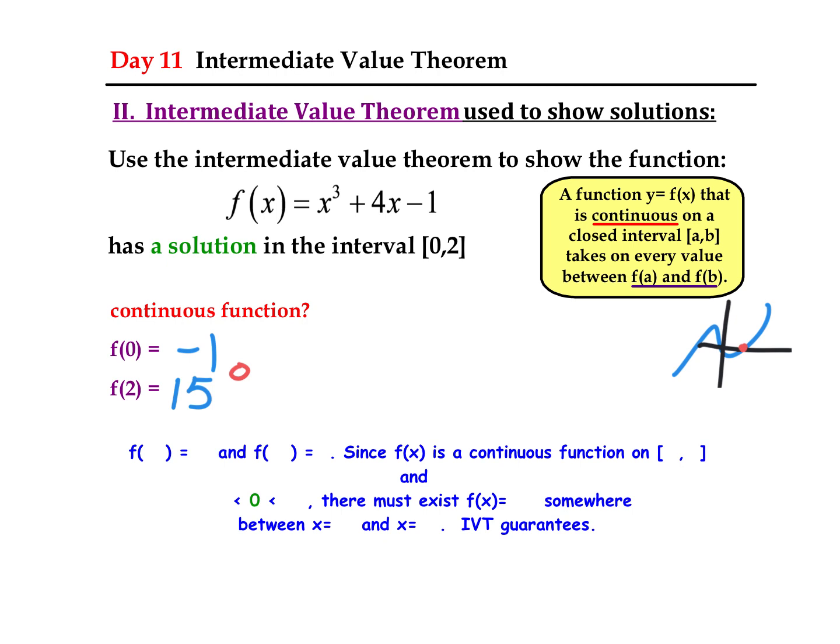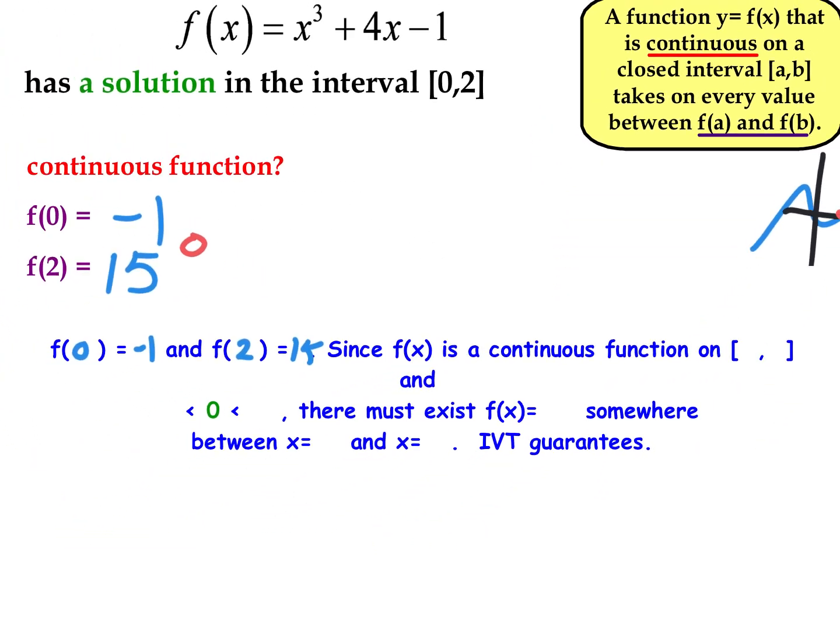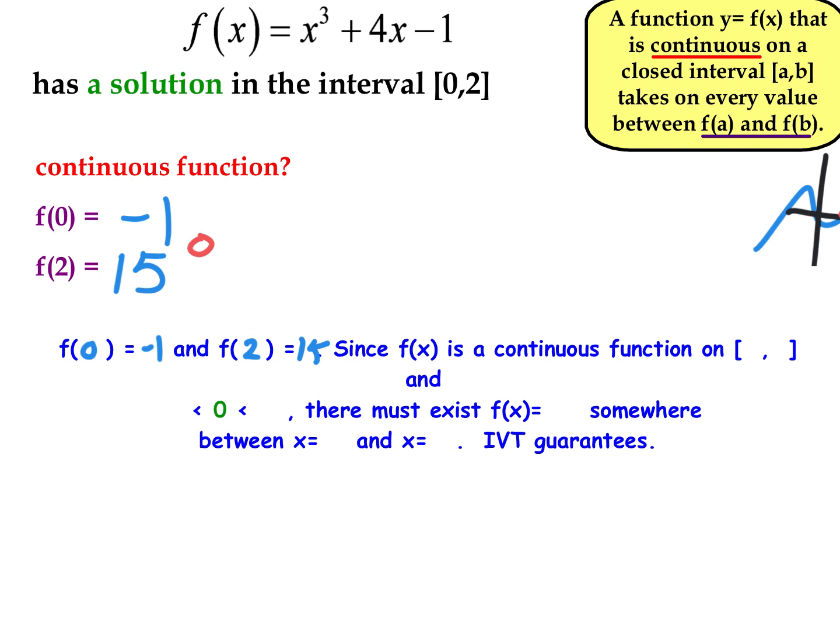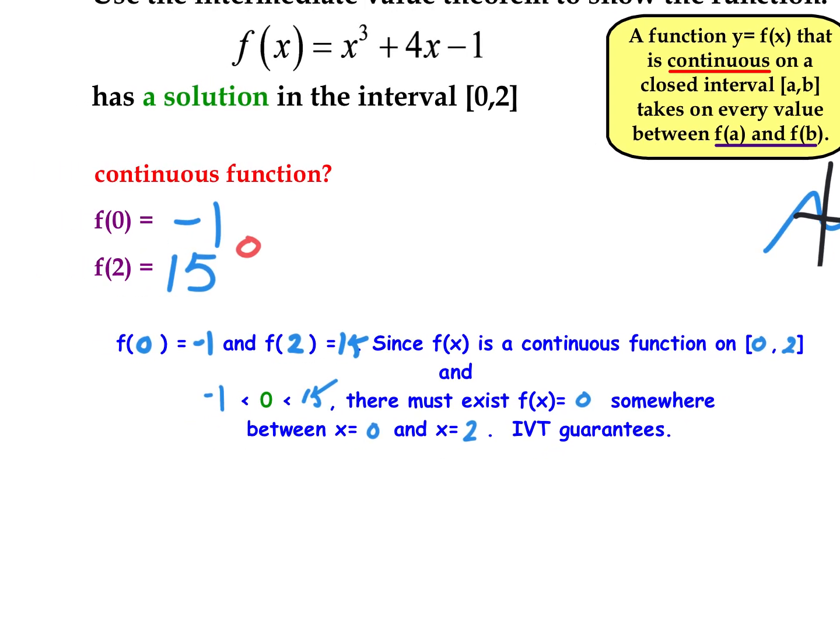So the way we write this up, and you'll have this little Mad Lib thing filled out, is if we know that f of 0 is -1 and f of 2 is 15, and f of x is a continuous function, well, it's continuous everywhere, but also specifically on our interval of x values from 0 to 2. And since I know that -1 and 15 kind of bookend a value of 0, so 0 is in between -1 and 15, there must exist an f of x equal to 0 somewhere between those x values of 0 and 2. The IVT guarantees.